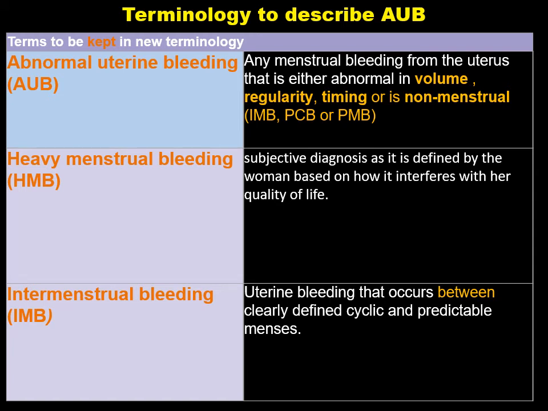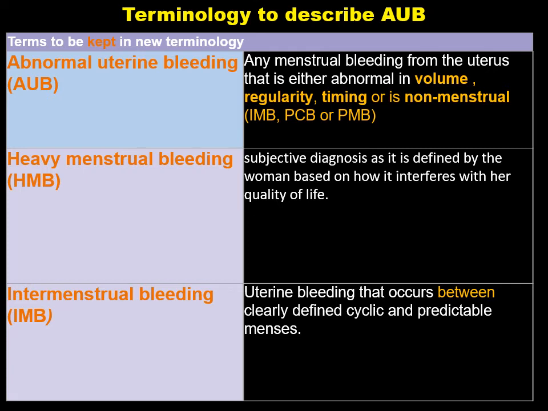But the term that we use nowadays is abnormal uterine bleeding. Abnormal uterine bleeding is any menstrual bleeding from the uterus that is either abnormal in volume, regularity, timing, or is non-menstrual, as intermenstrual bleeding, postcoital bleeding, or postmenopausal bleeding. So any bleeding which does not follow the normal pattern is called abnormal uterine bleeding. We've already talked about heavy menstrual bleeding.